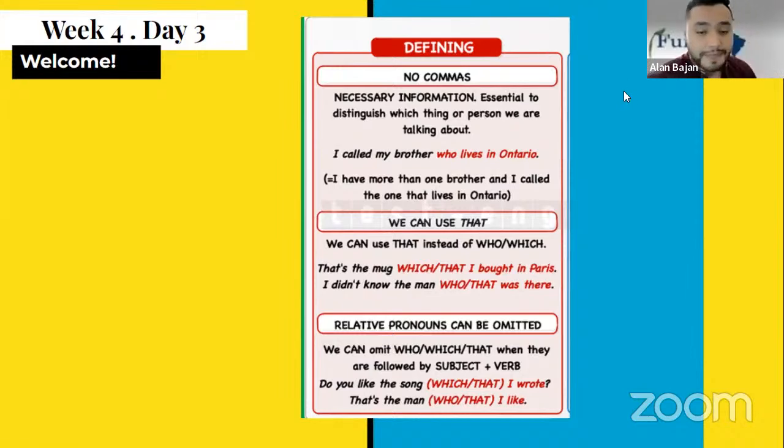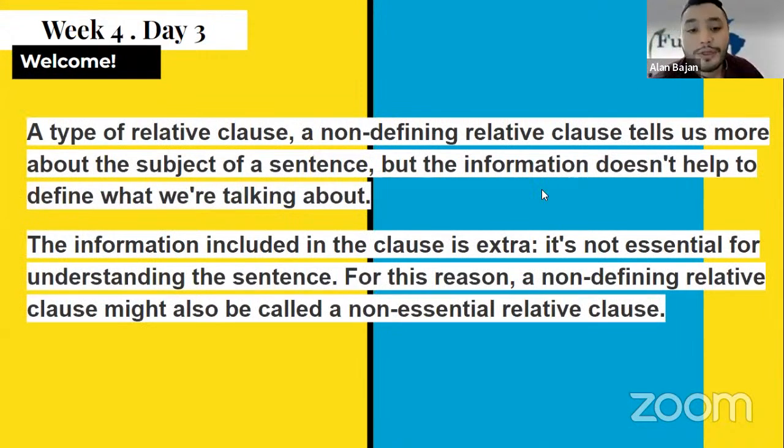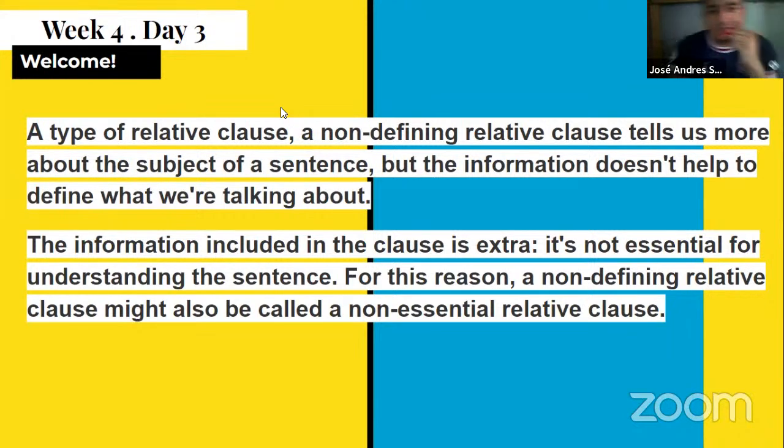That's defining. Now, non-defining clauses. Help me to read, Jose Andres. A non-defining relative clause tells us more about the subject of a sentence, but the information doesn't help to define what we're talking about. Information included in the clause is extra. It's not essential for understanding the sentence. For this reason, a non-defining relative clause might also be called a non-essential relative clause.